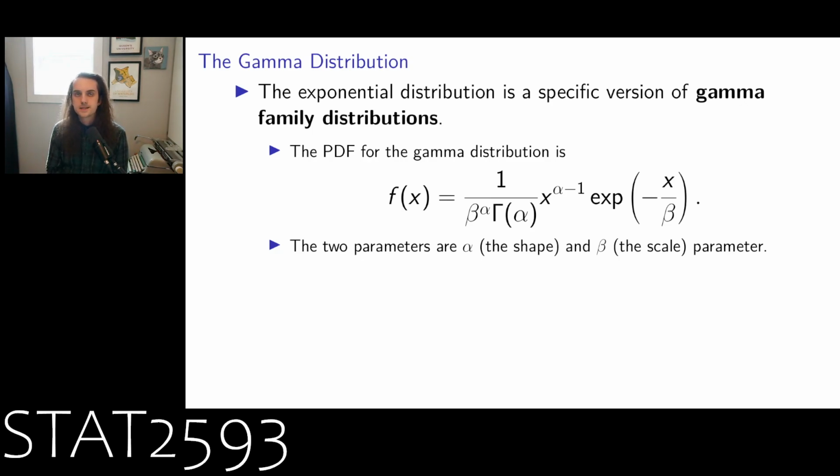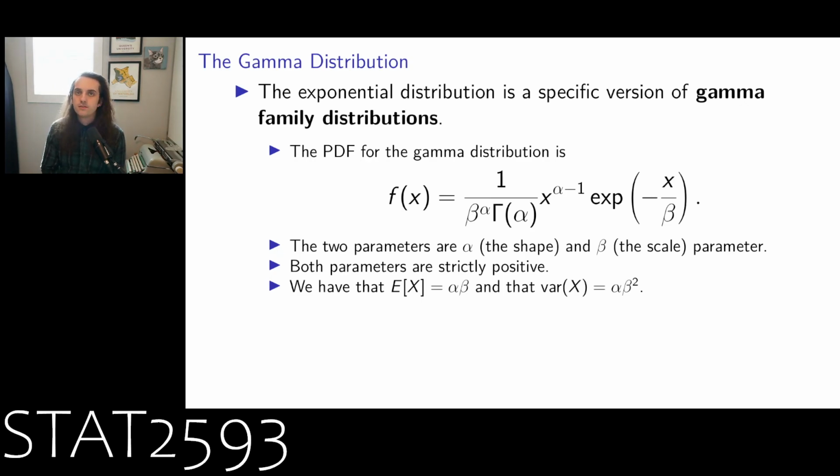Again, there will be times that you will see this distribution written out in a slightly different form, where maybe you take a different parameter to represent 1 over beta, for instance. That will be common to see as well, but we'll use this version in the class here. We need both alpha and beta to be strictly positive, so they can't equal or be less than 0. And we find that the expected value of x is alpha times beta, and that the variance of x is alpha times beta squared.